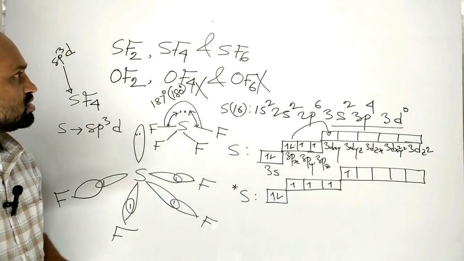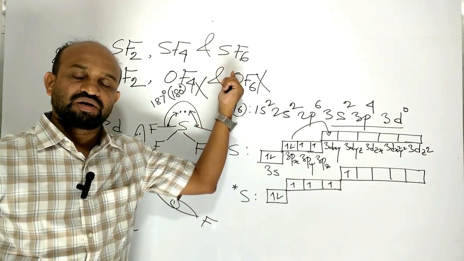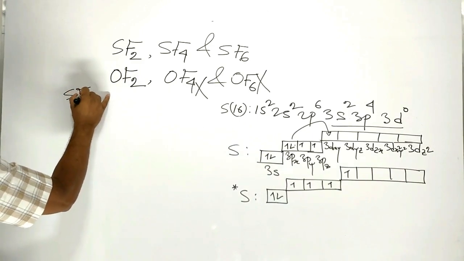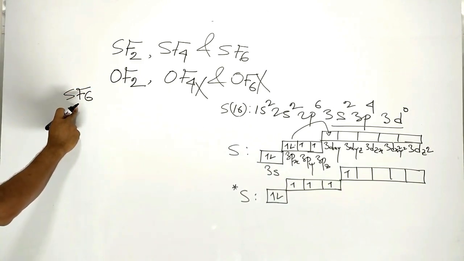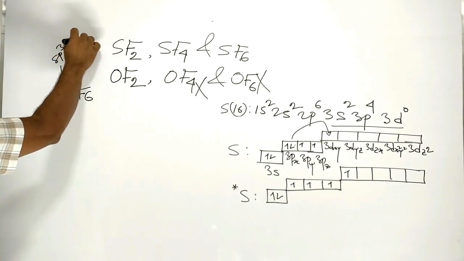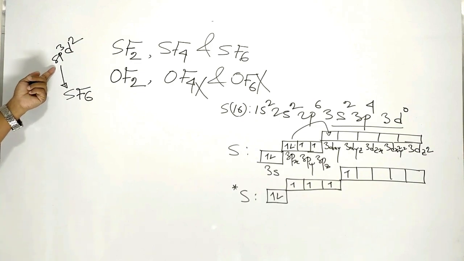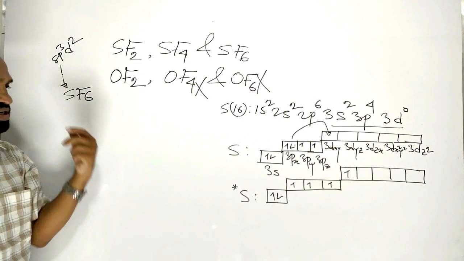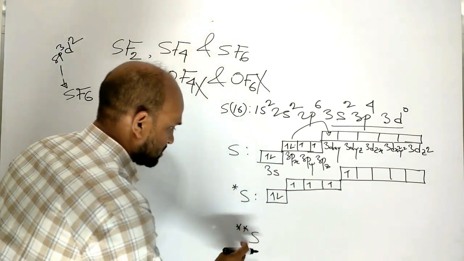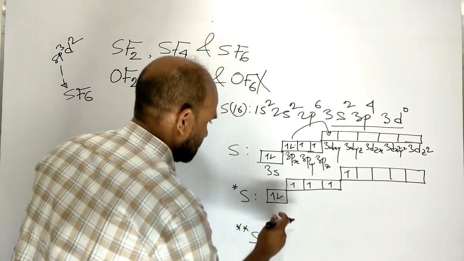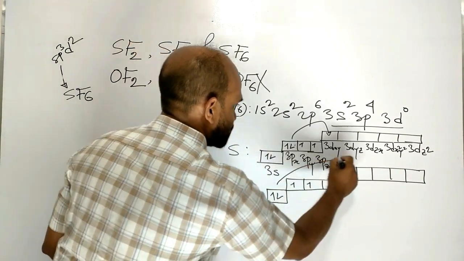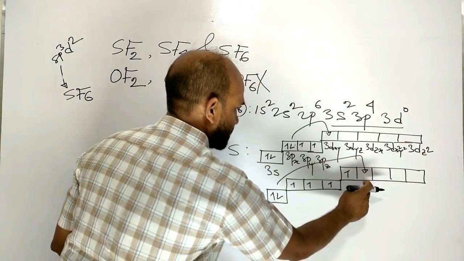Now let's see formation of sulfur hexafluoride. In sulfur hexafluoride, sulfur is sp3d2 hybridized. sp3d2 hybridization occurs in this way: when sulfur gets to the excited state, in the second step, 1 electron of 3s orbital shifts to the vacant d orbital.